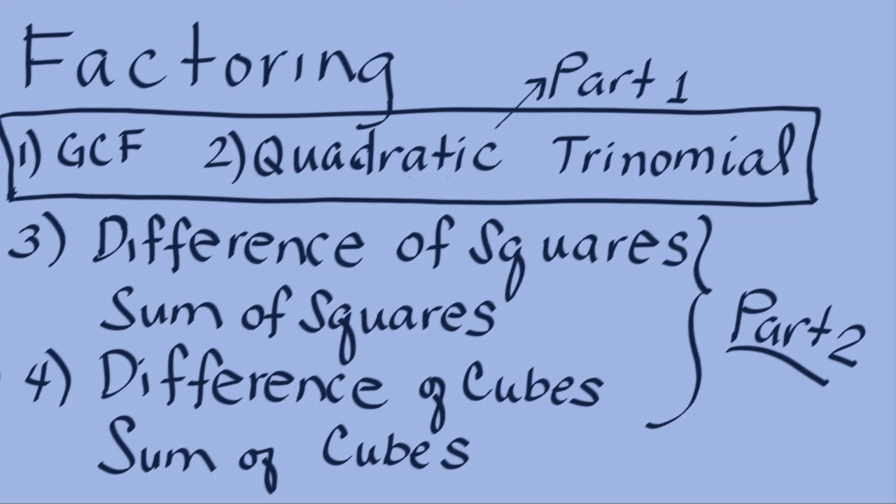Today I'm going to continue working on the types of factoring. Now, in the last video, I covered the first two types of factoring, GCF and quadratic trinomial. So I'm just going to continue working on number 3 and 4 types of factoring, the difference of squares, and the difference of cubes, sum of cubes. All right, so let's go ahead and start with the first example.